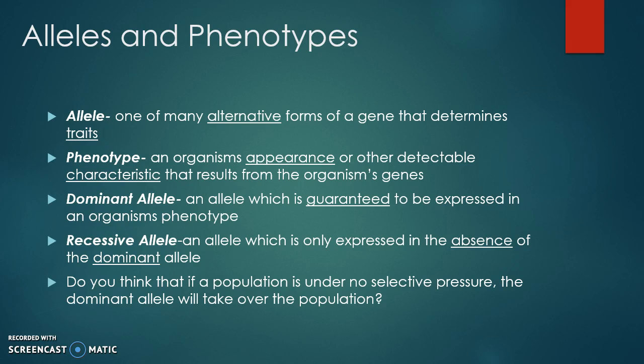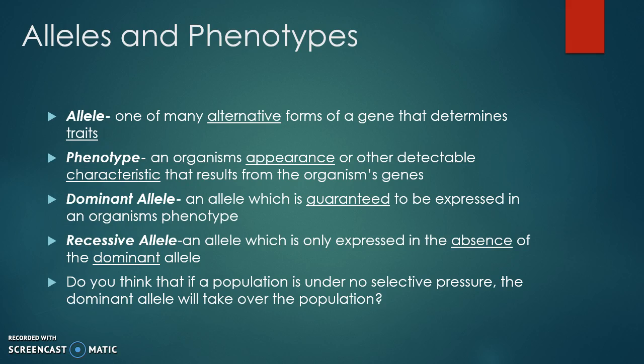A phenotype is the actual trait that you show in your body. So even though you might have a brown and a blue allele for your eye color, your eyes will be brown, so that is your phenotype. And once again, these are just detectable characteristics that result from your genes.